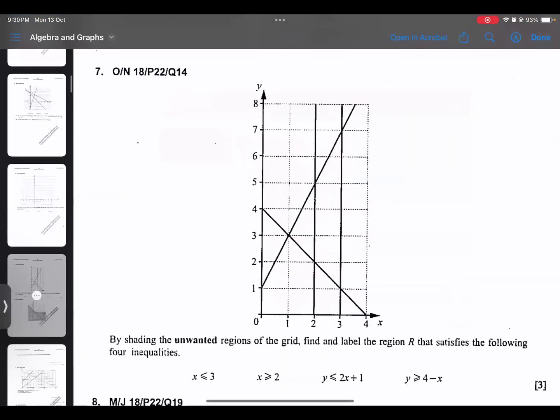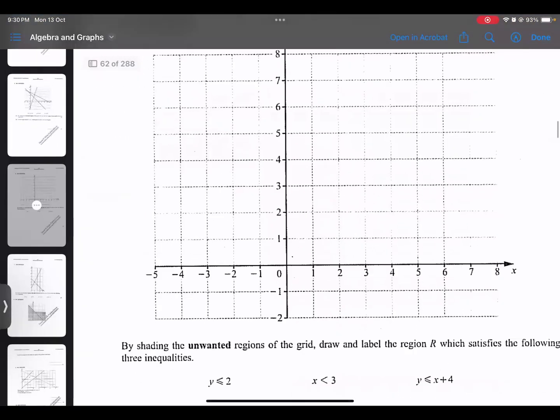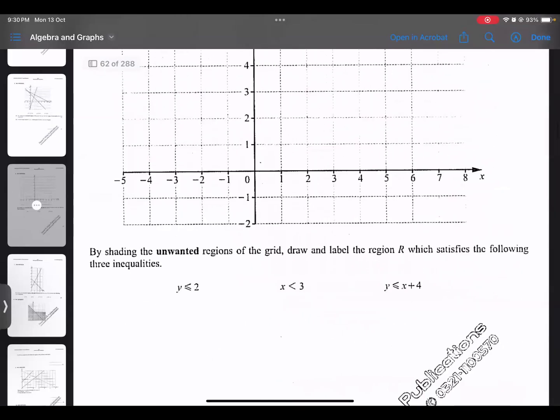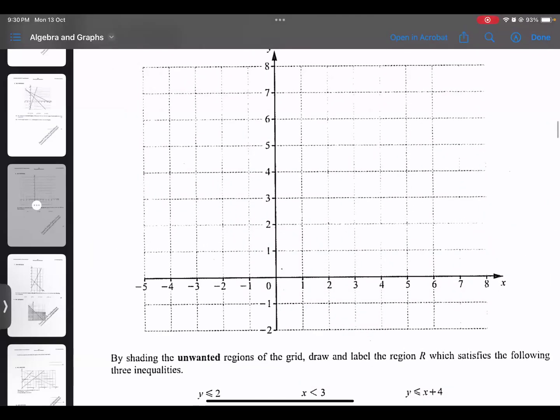Let's do something else. Okay, look at this one. You have to draw the lines as well. This is how many marks? 5 marks. Look. Draw the lines as well and then shade the part as well.